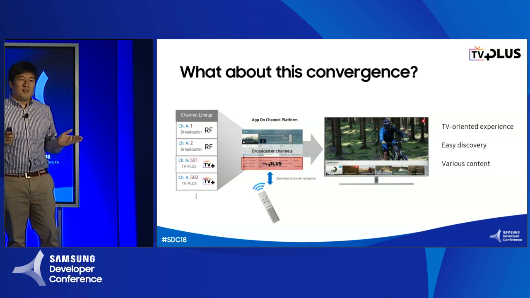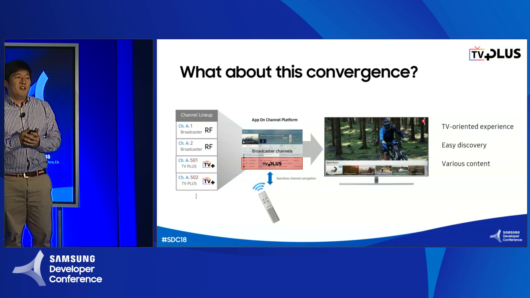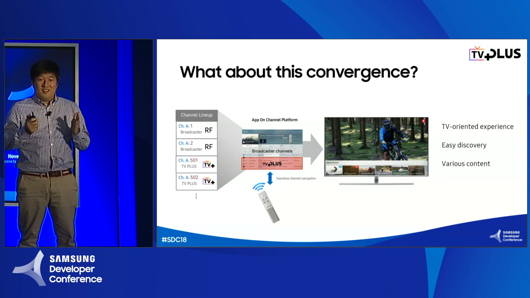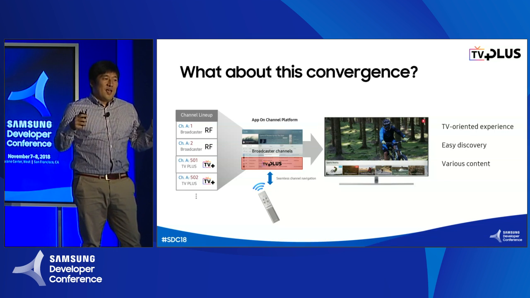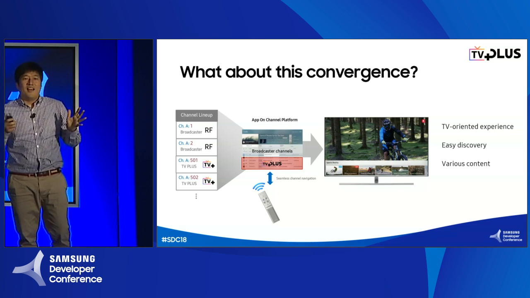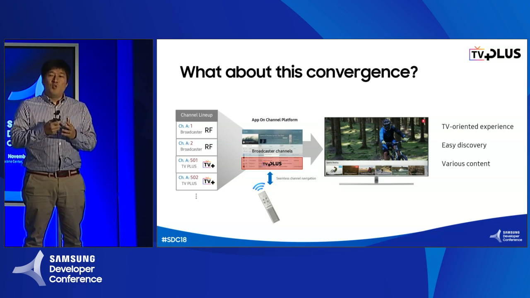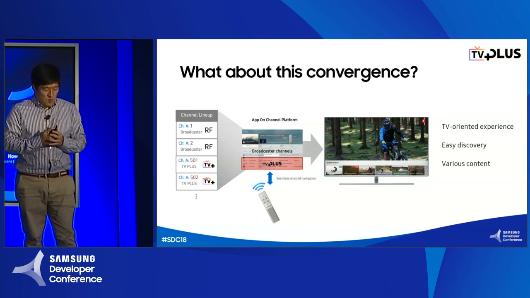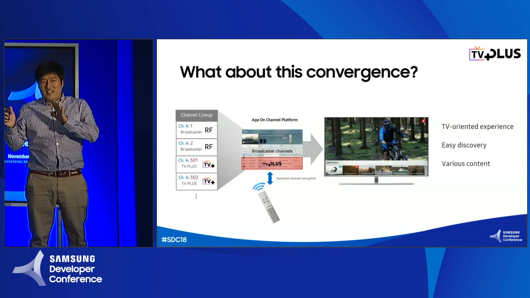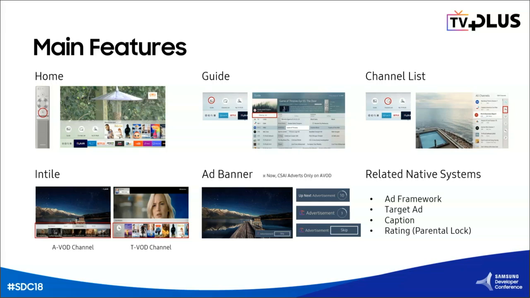So finally, I think TVplus is a brand new service, but the most comfortable and familiar experience to watch video content, like traditional broadcasting channels. You can have an experience like the traditional channels, and you can find content easily on the EPG and channel list. Additionally, there is a home UI called Smart Hub. You can get into TVplus very easily and quickly. There is various content, broadcasting channels, RF cable channels, TVplus channels, all together on the same channel lineup. So the main features of TVplus are like this. The first one is home.